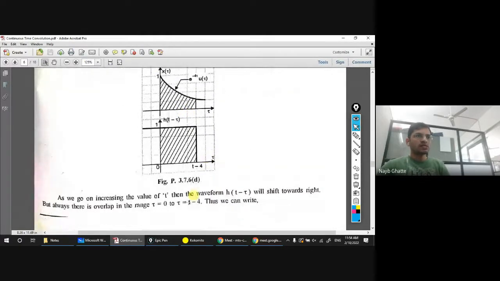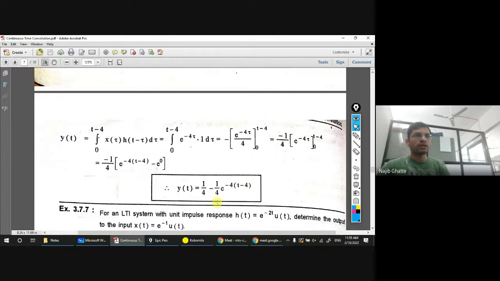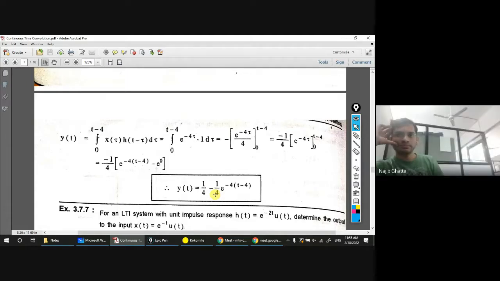Same thing, sir. Same thing is happening from 0 to t minus 4. Why t minus 4? Because पहले आपका यहाँ से start हो रहा था, now it has been delayed to t minus 4. Okay. And then you'll be going from 0 to t minus 4, x of tau, h of t minus tau, e raised to minus 4 tau. Okay, t minus 4 will be substituted, and this will be your final answer. Yes, sir. Understood this one. What about others? Yes, sir.